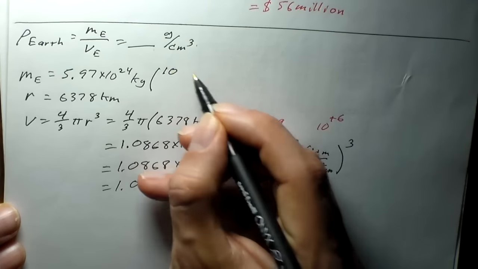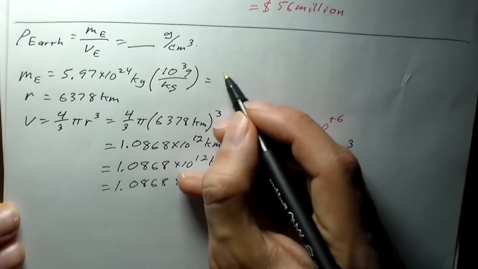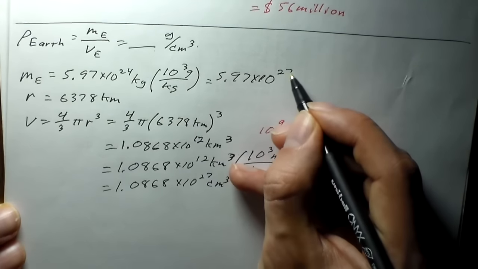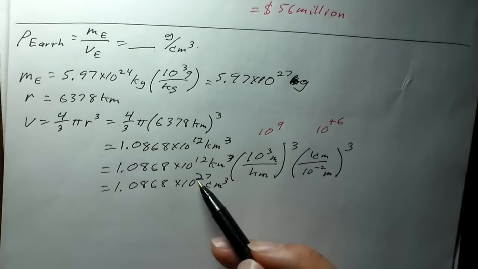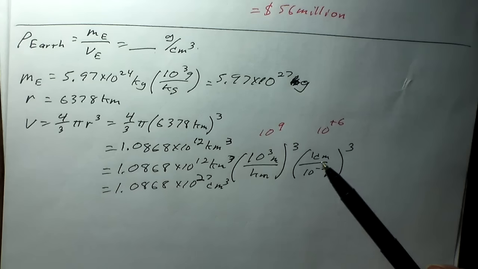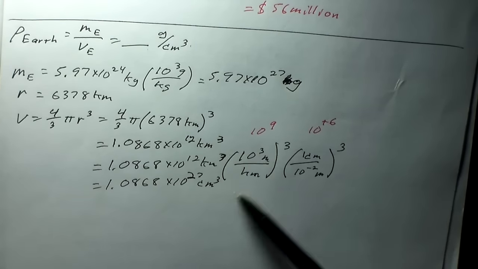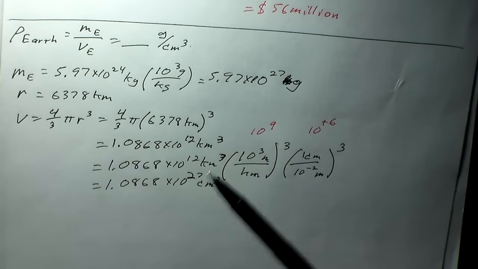And then, of course, this one up here, we need that in grams, so that's going to be 10 to the third grams per kilogram. That's going to give us 5.97 times 10 to the 27th grams. All right, and notice 10 to the 27th cubic centimeters, 10 to the 27th grams. So that's kind of good because these two powers of ten basically cancel each other out, and we're just going to be left with the 5.97 over that.